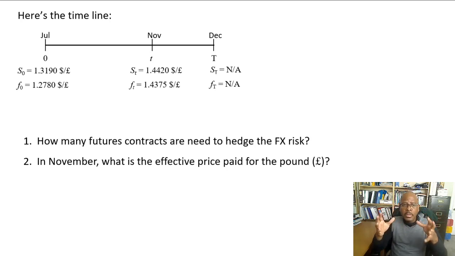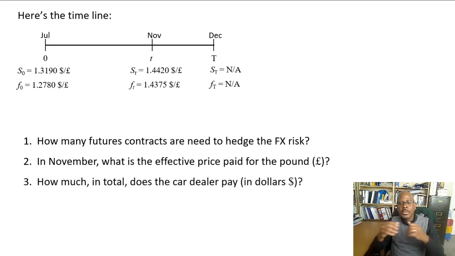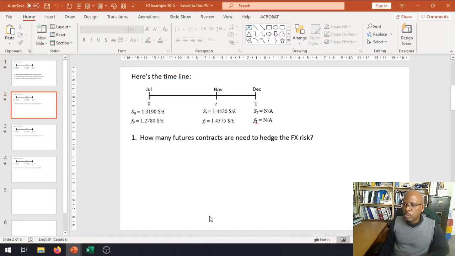Now, some of the 700,000 will be unhedged, and so the car dealer will have to pay that unhedged balance at the spot price. And so the third question is: how much in total does the car dealer pay for the 700,000 pounds sterling in dollars? So let's take a look at answering these questions. We'll start with question 1. How many futures contracts are needed to hedge the foreign exchange risk?